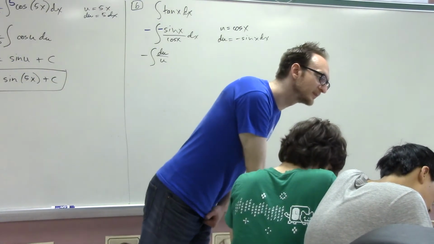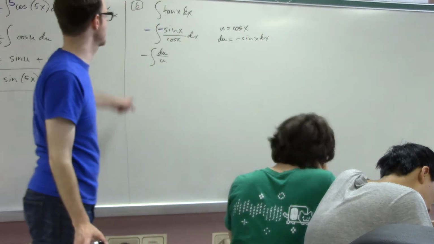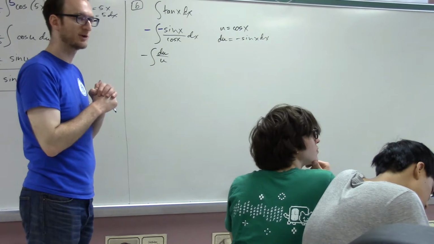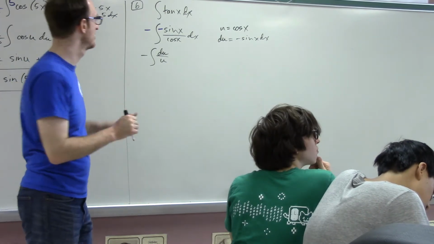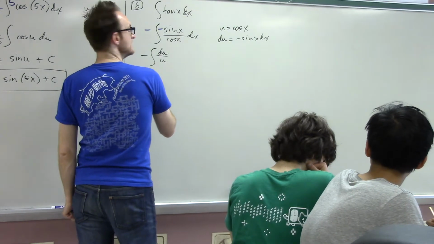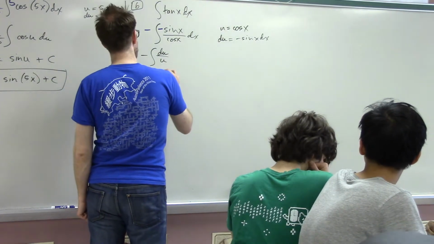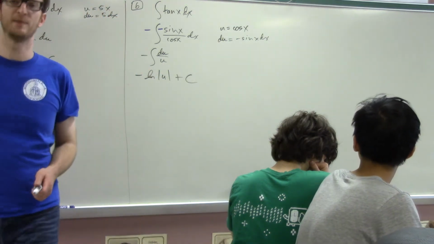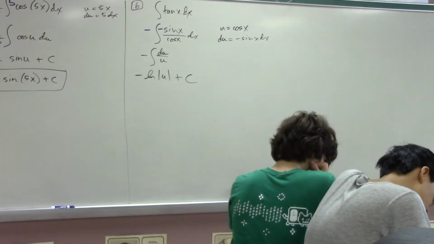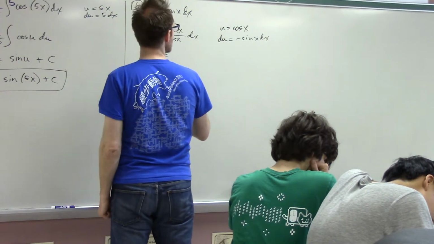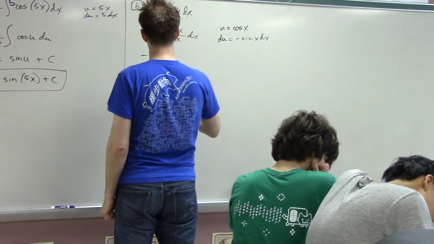What? Oh yeah, but this is just one you're just supposed to know. Du over u. It was in the homework today. It's like natural log, right? That's just a thing to know, but with the absolute value for the reasons we discussed. So this becomes negative ln absolute value u plus c. Right? Okay, and then the actual final answer is negative ln absolute value cosine x plus c.